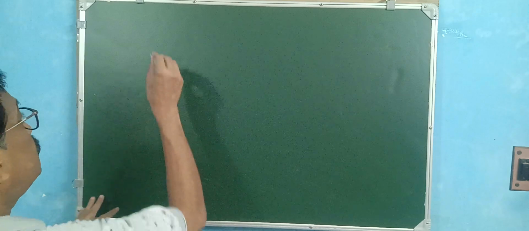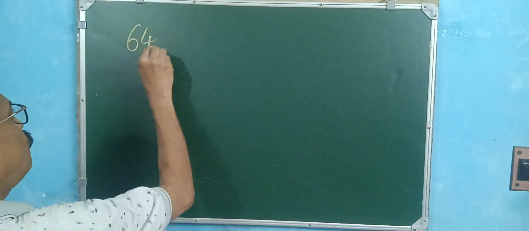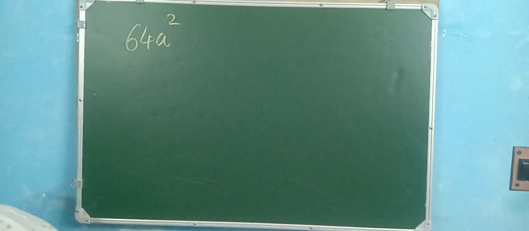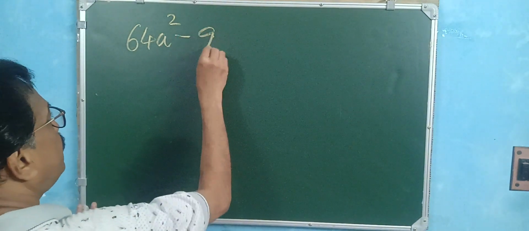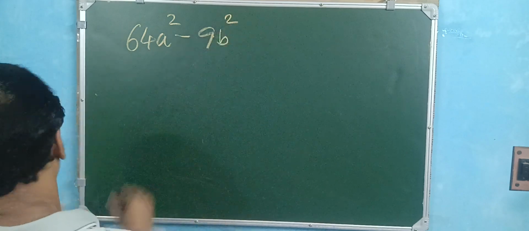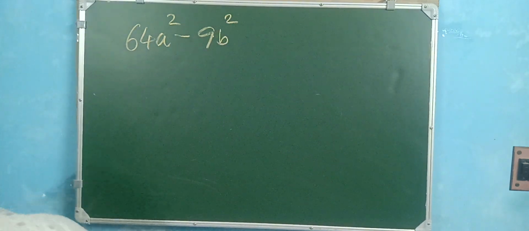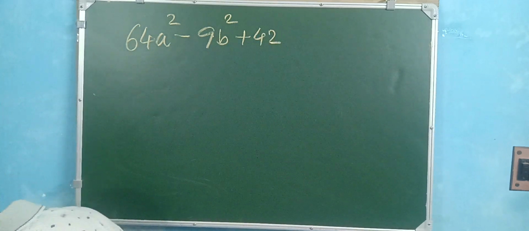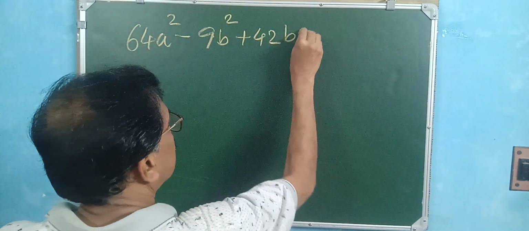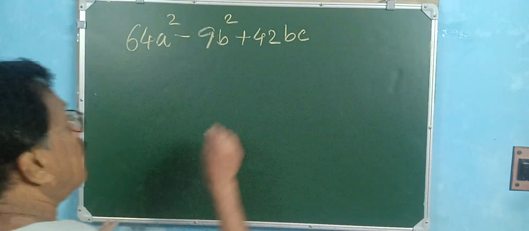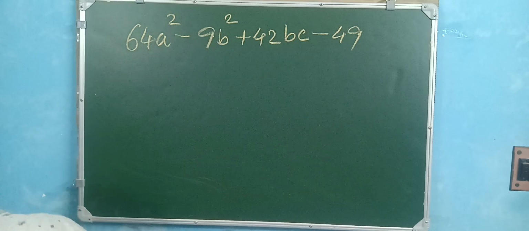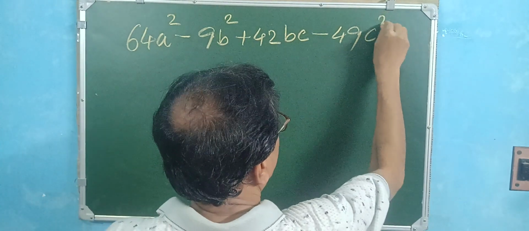Next sum is there. If this is 64a square minus 9b square, very interesting sum, plus 42bc, and this is minus 49c square. Very long sum, very interesting sum.